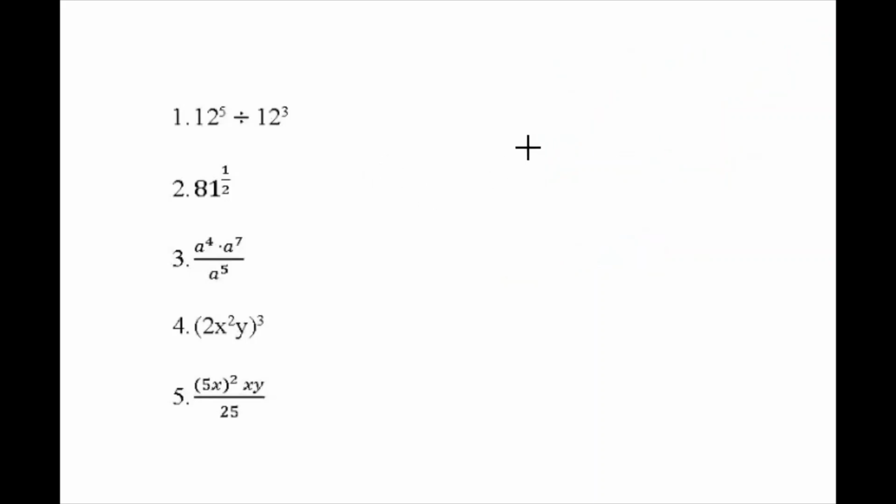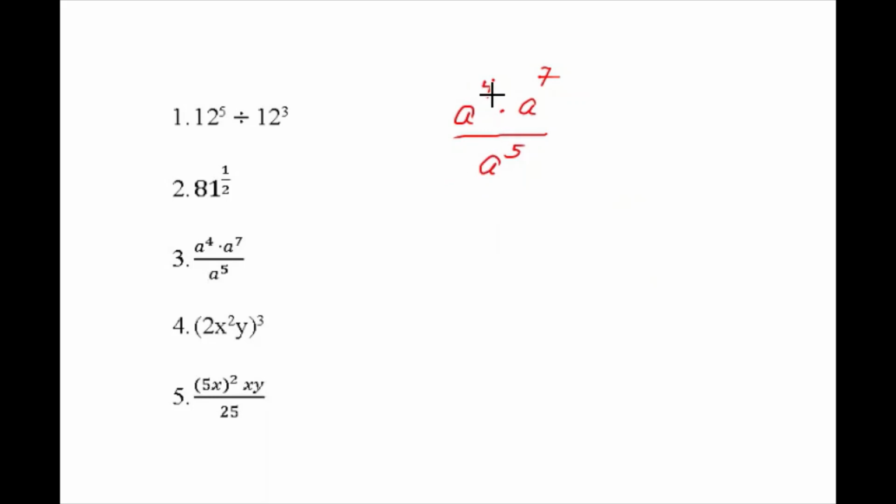Let's move over to the third problem, right? So this is a little bit more complicated, but it's nothing we can't handle, right? So what we have here is a to the 4 multiplied by a to the 7 divided by a to the 5th power, all right? So again, they're all the same base, okay? A.